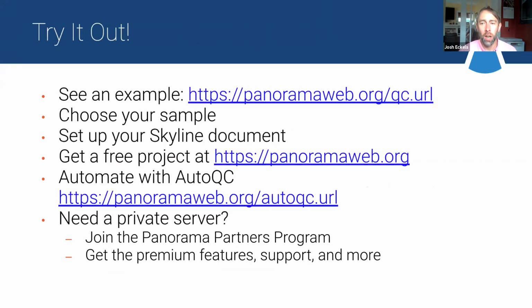So, a call to action. Hopefully you're excited about either doing more rigorous system suitability or automating something that you're already doing in a more manual way right now. So choose your sample, set up your Skyline document, and get a place in Panorama to start importing that data. You get a free project at panoramaweb.org, hosted at University of Washington by the McCoss Lab, like I mentioned. Get AutoQC in there to automate that and get that out of your daily routine. All you need to do is check your email and see those results.